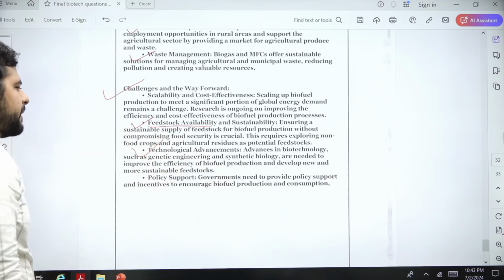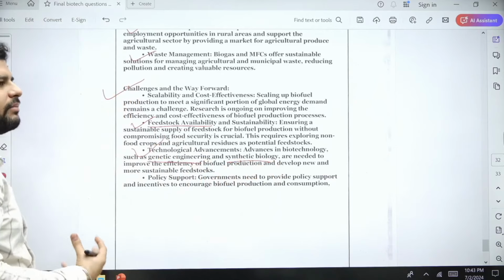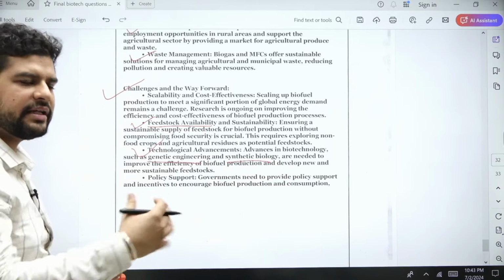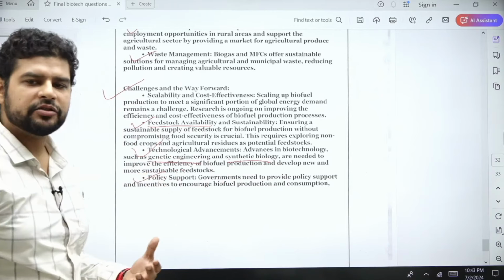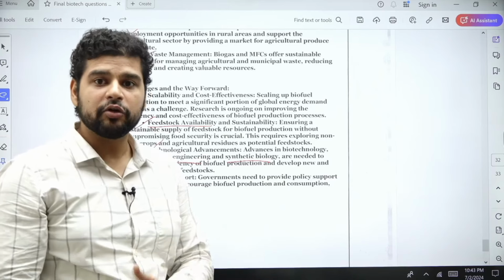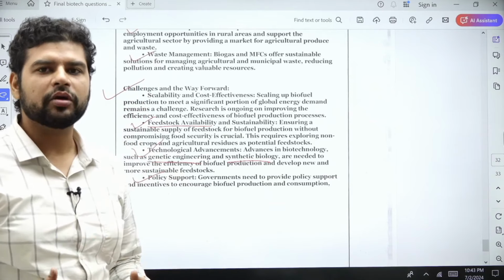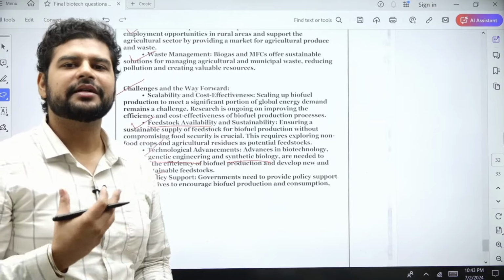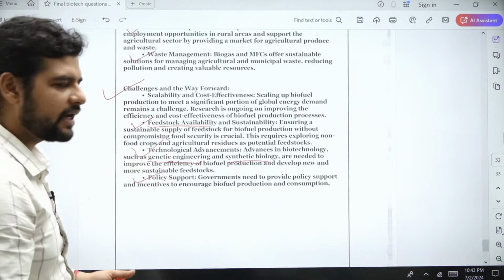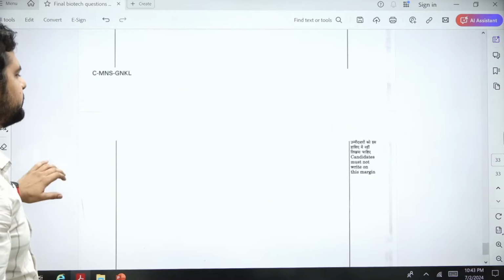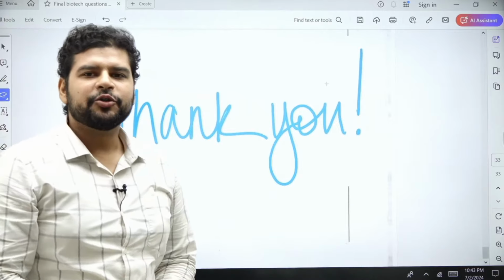Technological advancements. See, in biotechnology, we have genetic engineering, synthetic biology. They are needed, but they are not that much efficient at the level which we need right now. Okay. Policy support. Of course, government needs to support. We need policy also, we need regulation also, we need awareness also, so that people go into this sector more and trust the sector more. Of course, you should not trust blindly. The trust should come after the proper clearances by various committees like GEAC that we have for biotechnology, like GM crops, right? All right. So that brings us to the end of this session.